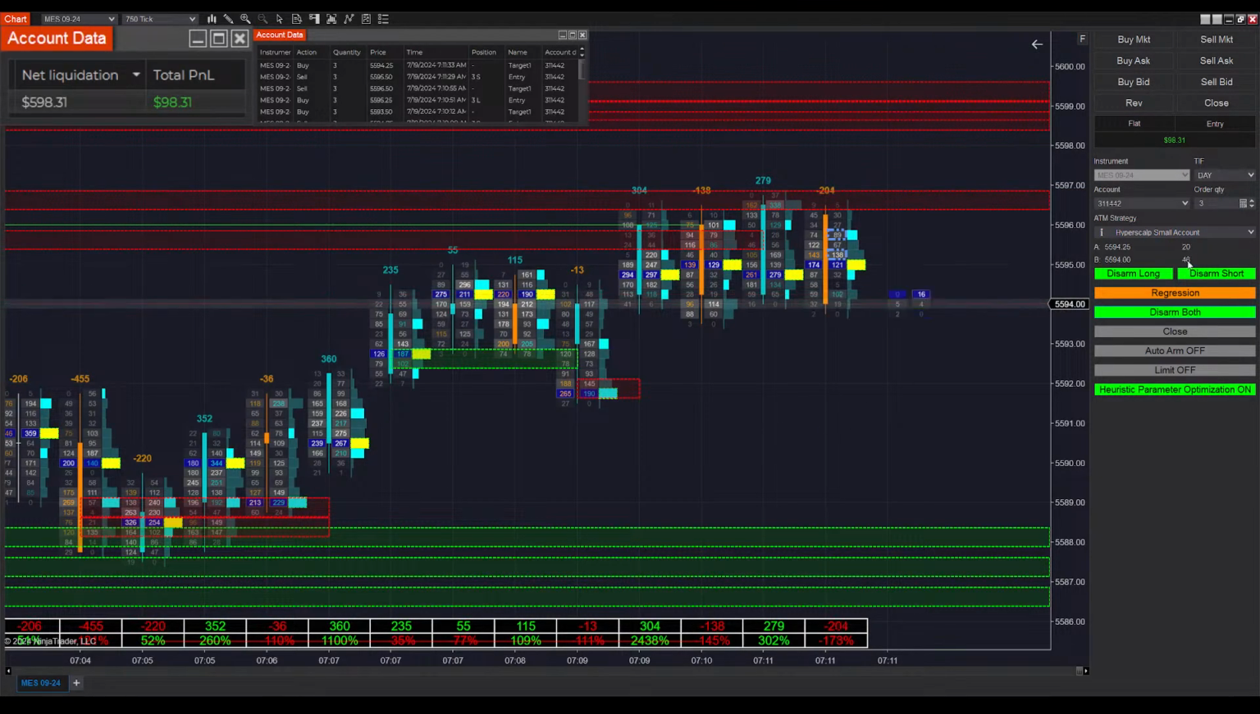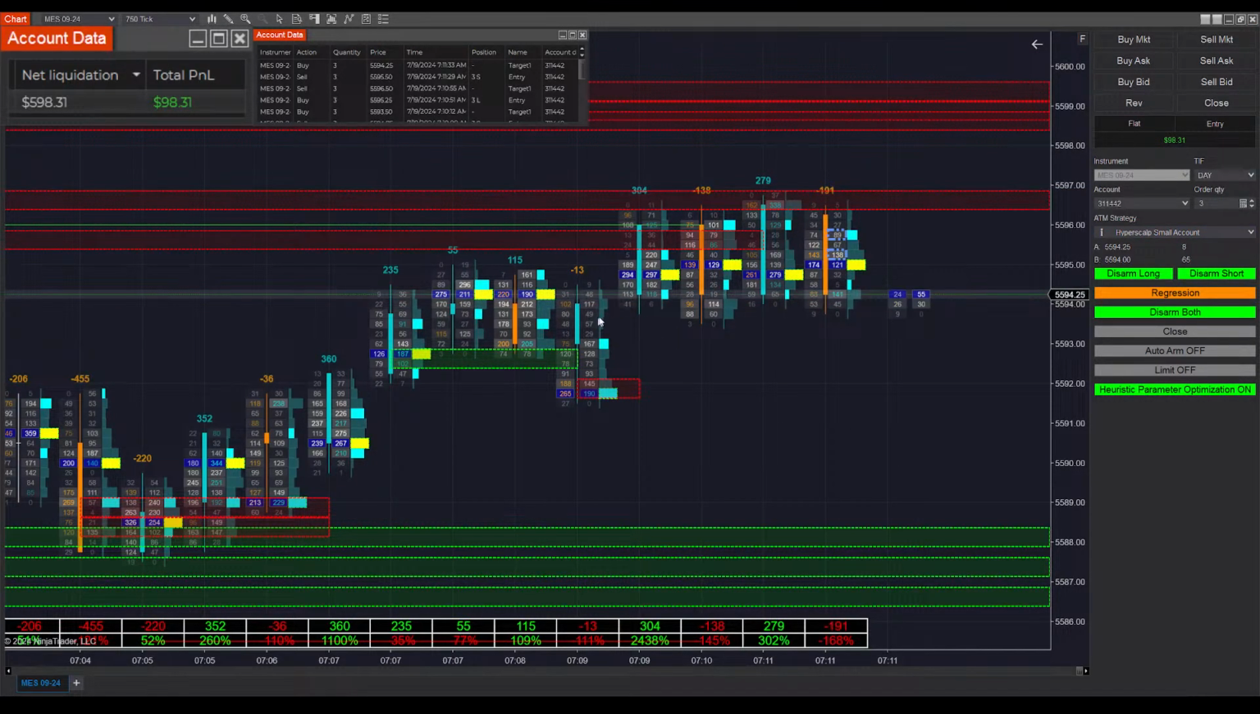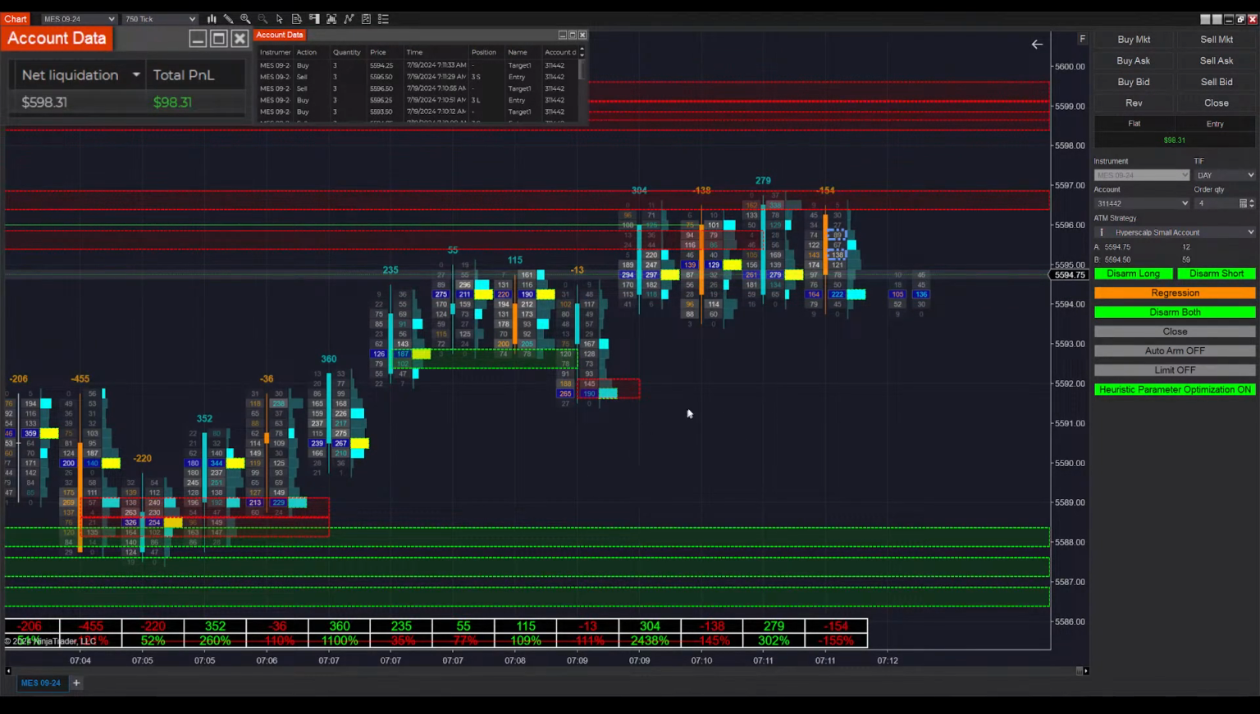See, we're up to 98.31. That is close enough for me to increase our order quantity to 4. So we're going to be changing that. We're now up to 4 contracts of MES. Let's see how far we can go.